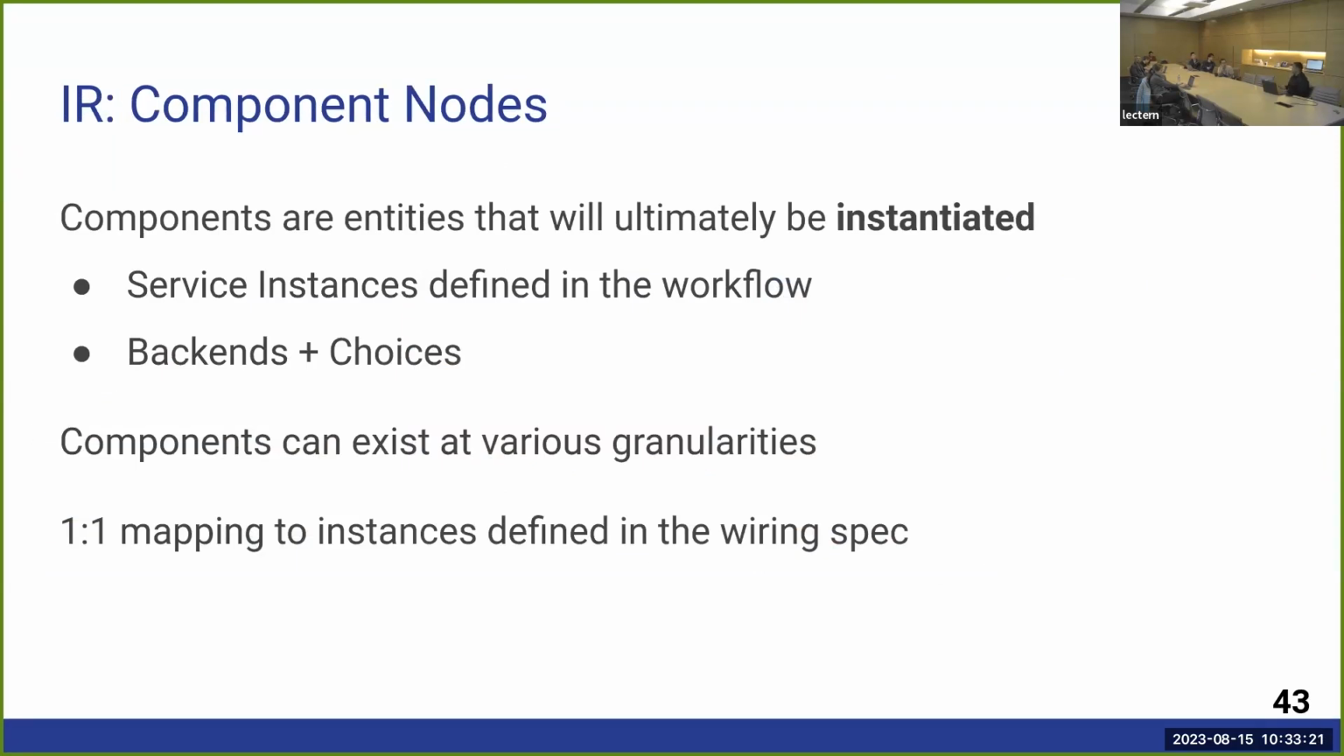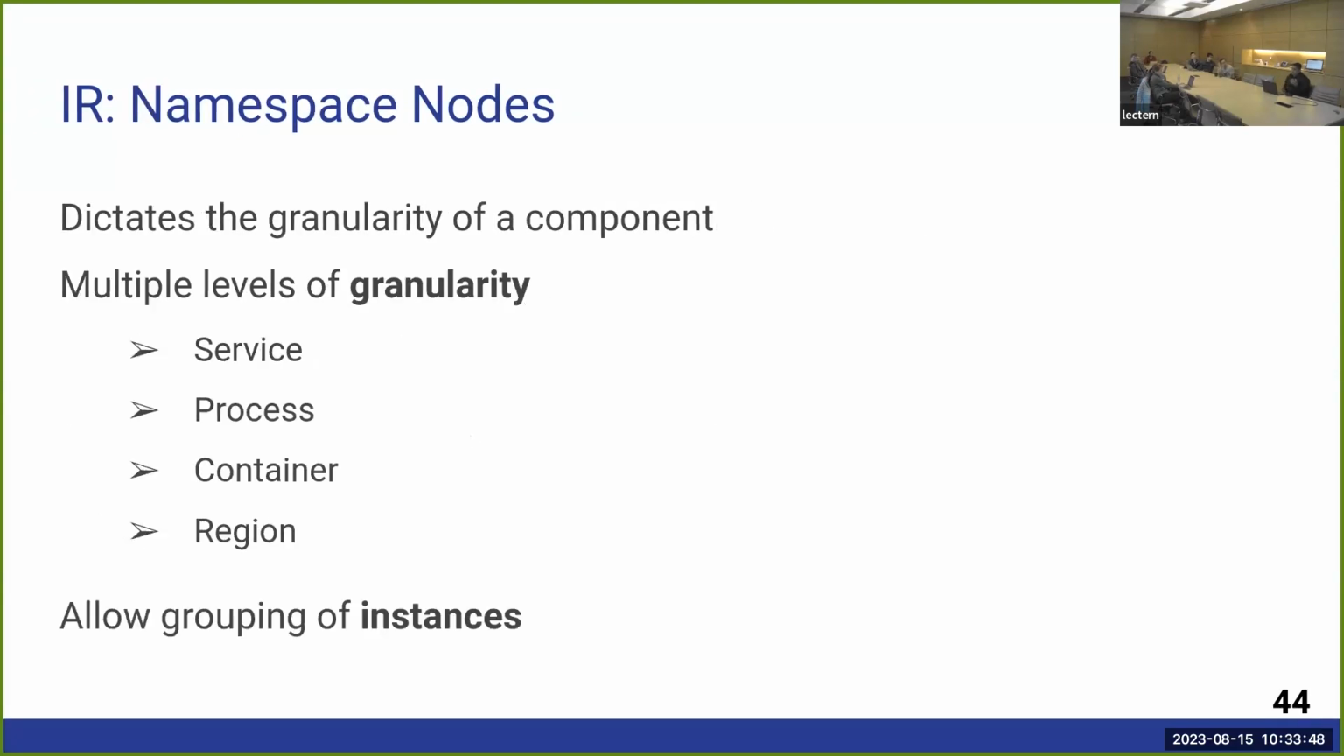So first is the component nodes. What does a component mean? They're entities that will ultimately be instantiated in the deployed system. So these are the service instances defined in the workflow, or backends and choices like databases. Components can exist at various granularities, and there's a one-to-one mapping to instances defined in the wiring specification. So if you declared an instance in the wiring spec, this will show up as a component node in the IR. As I mentioned, you can have them at different granularities, and you can merge things together or group things together.